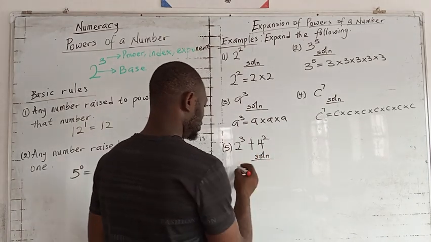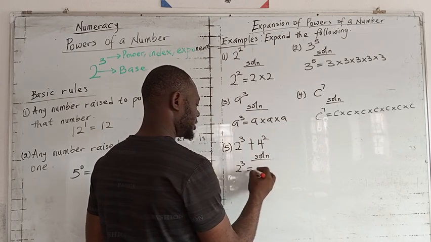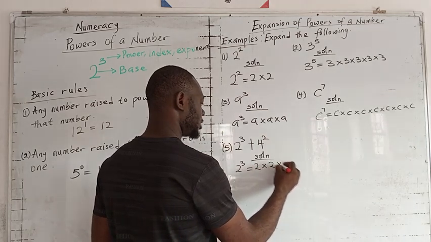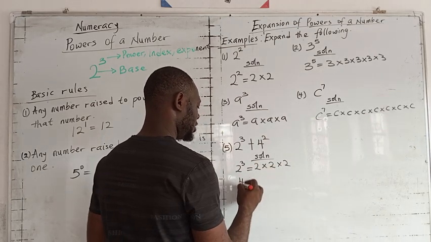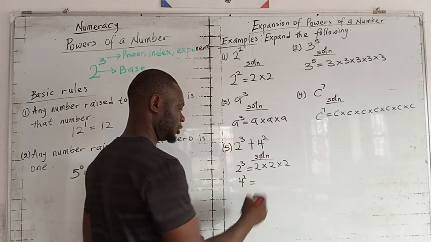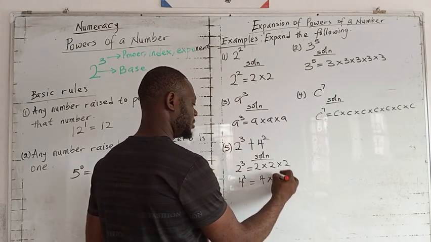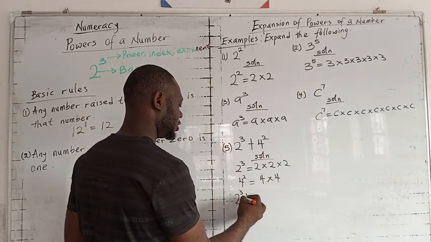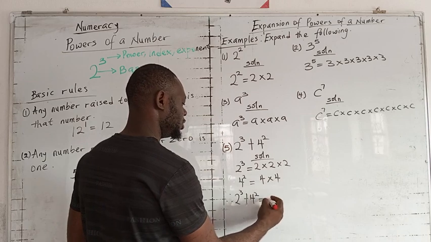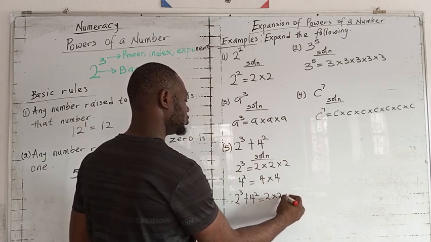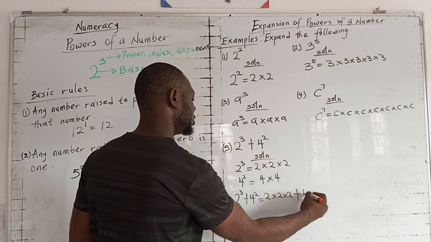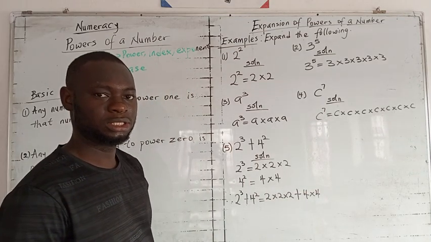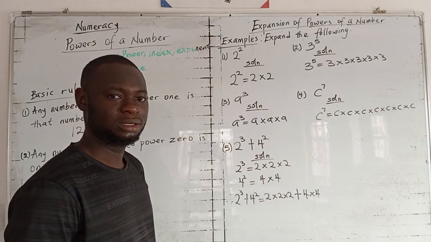What do we need to do? We need to find what 2 raised to power 3 is in expansion, and it is what? 2 times 2 times 2. Then we need to find what 4 raised to power 2 is in expansion, which is simply 4 times 4. Okay? Therefore, 2 to the power of 3 plus 4 to the power of 2 will simply become 2 times 2 times 2 plus 4 times 4. Are you seeing how easy it is? Very, very easy. Alright?